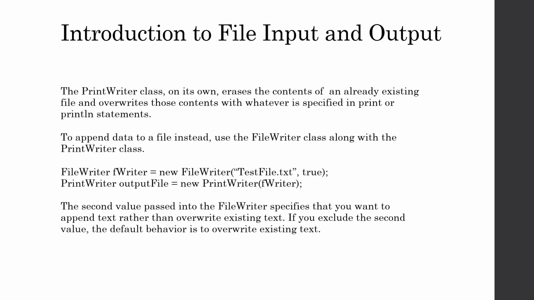So you can also see the description here. The second value passed into the FileWriter specifies that you want to append text rather than overwrite existing text. If you exclude the second value, so you could do this with just the string, then the default behavior is going to be to overwrite existing text. So if you're ever going to use the FileWriter, it is important to make sure that you specify that true value. Otherwise, it basically just behaves exactly like the PrintWriter.